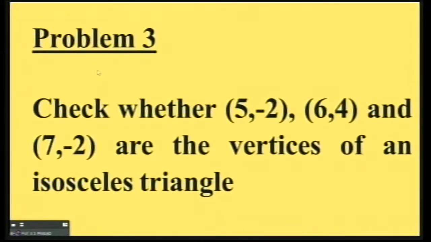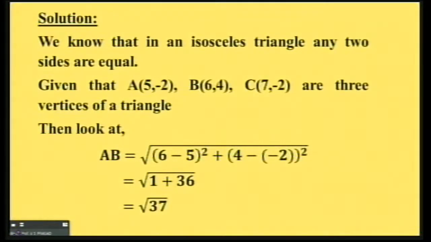Now another interesting problem, which is also a wonderful application of our distance formula. Let us see this problem. Check whether 5 comma minus 2, 6 comma minus 4 and 7 comma minus 2 are the vertices of an isosceles triangle. I hope you all know what you mean by isosceles triangle. A triangle is said to be isosceles means any two sides must be equal. That's the condition. If all the three sides are equal, it becomes an equilateral triangle. If two sides are equal, it becomes an isosceles triangle. So we know that in an isosceles triangle, any two sides are equal.